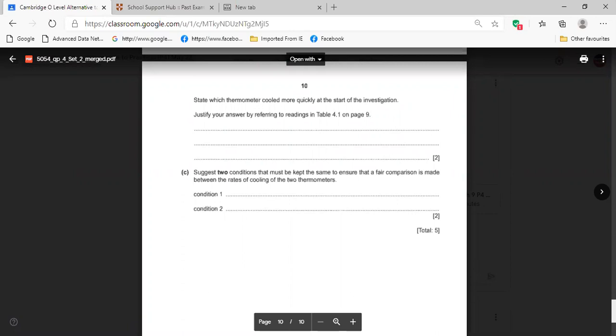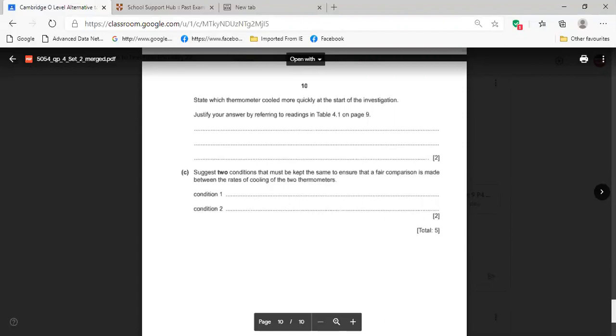Condition two, we said there should be the same initial temperature of water, right? If you have the same initial temperature in both cases, then it will be a fair experiment, right? Then you can compare their readings, how the temperatures are dropping. Yes, sir. So they should have the same initial temperature.